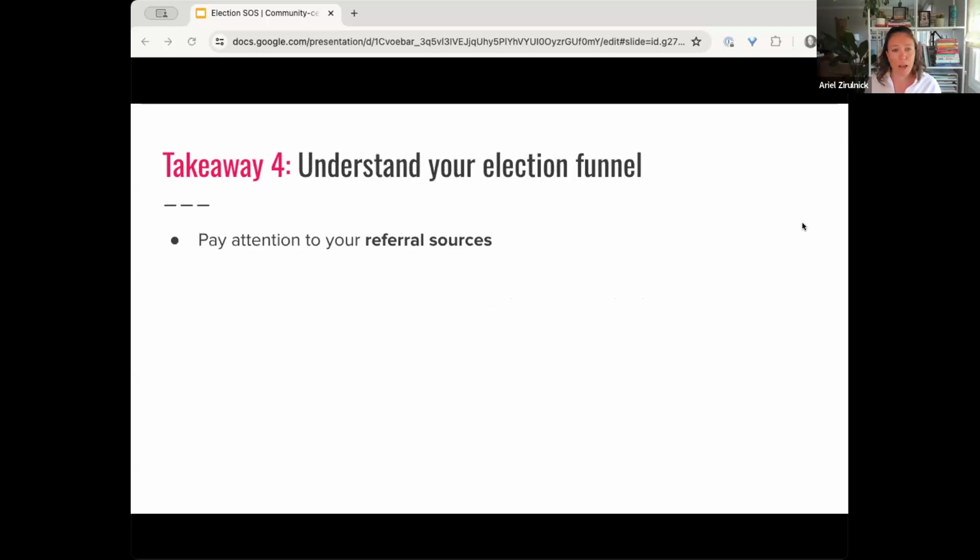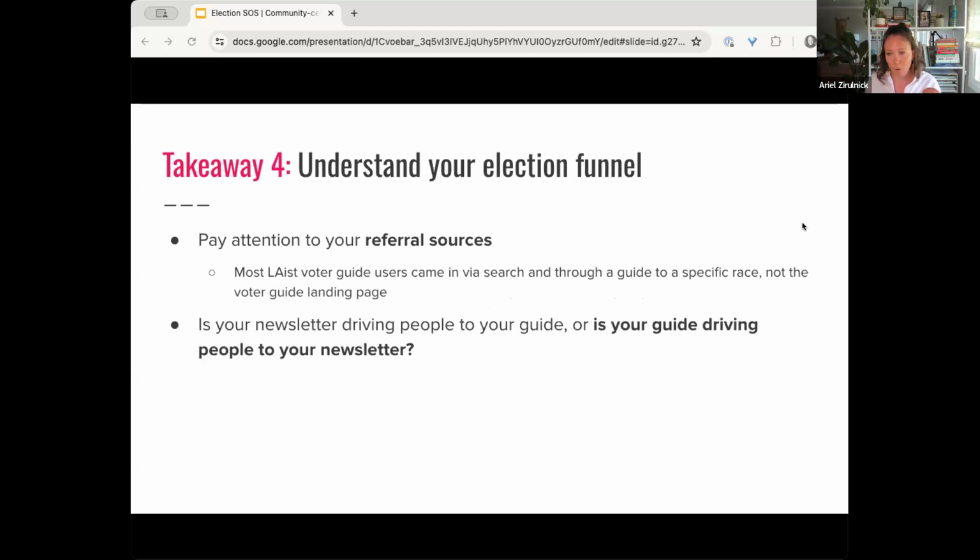Last major takeaway is to understand your election funnel. It's really important, especially once your guide is live, but if you can look back at past voter guides, if you've done that in the past, to understand the referral sources for your voter guides. For us at LAist, this might not be true for everybody, but most of our voter guide users were coming in via search, and they were coming in through a guide to a specific race, not the voter guide landing page.